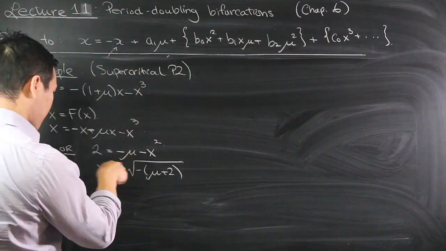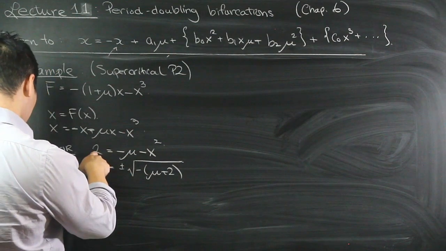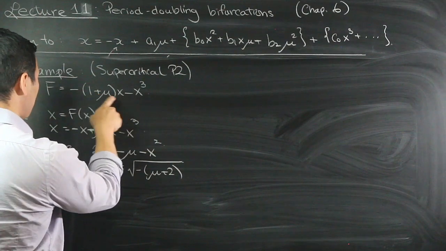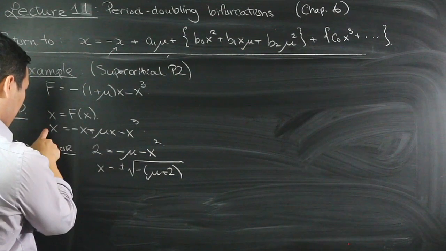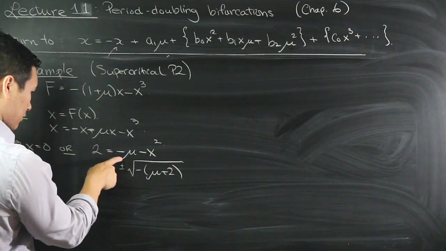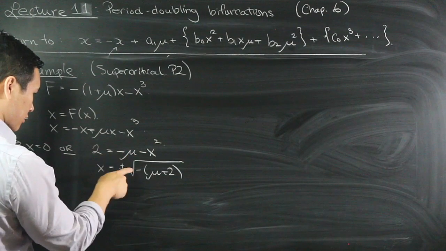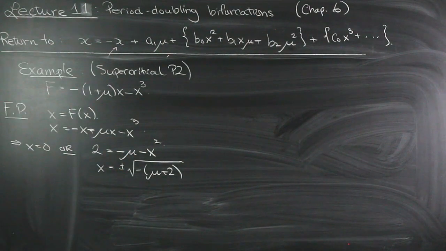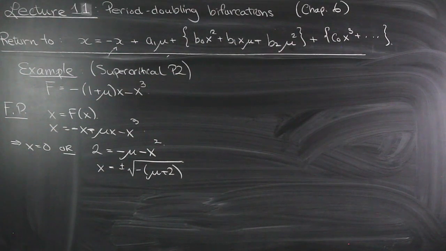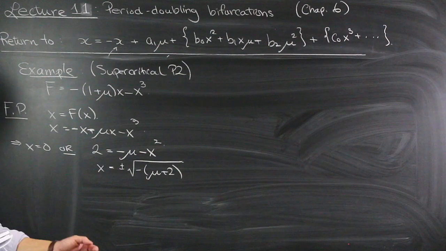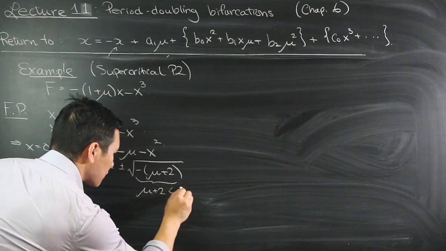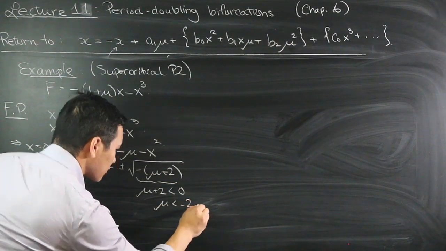Have I done that right? I've moved that over. Minus mu, I have a minus x here. I move that over to the other side. That becomes a 2x. You cancel the x's. That looks about right. Okay, so I need mu plus 2 to be negative. So for this thing here, I need mu plus 2 to be less than 0, so mu must be less than minus 2.